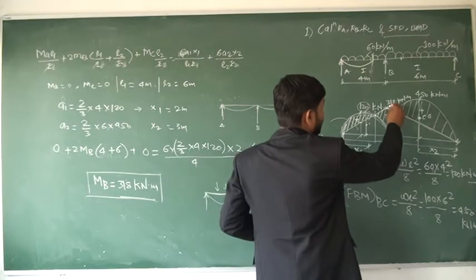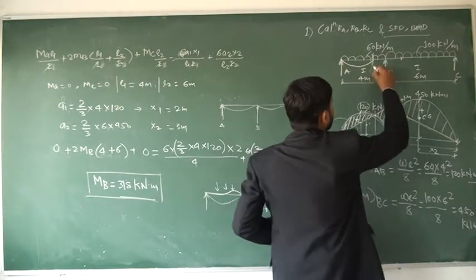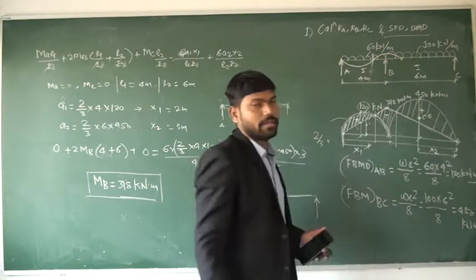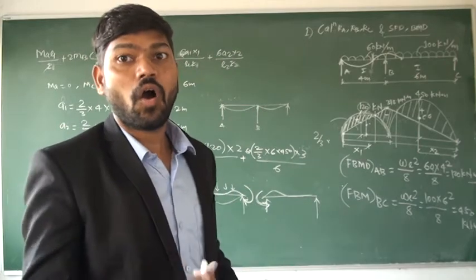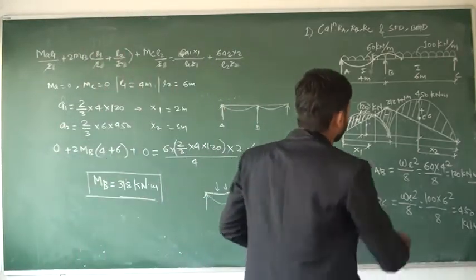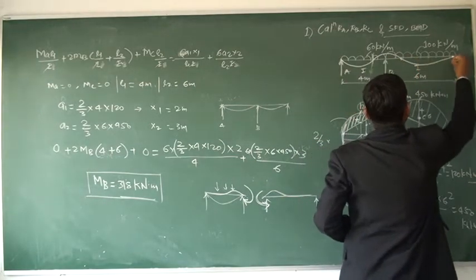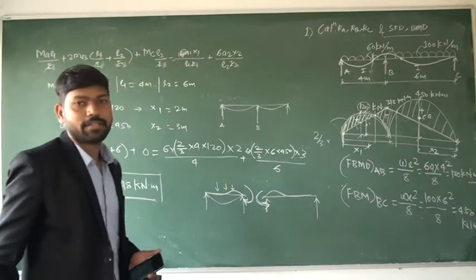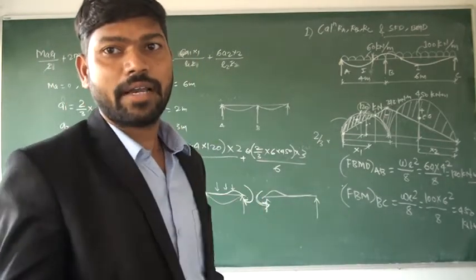So 318 minus this value, this resultant value will be negative. So here again there will be a hogging bending moment. There will be a hogging moment. And again from this point up to this point, there is sagging. So the beam will deflect in this fashion: sagging, hogging, and again sagging.